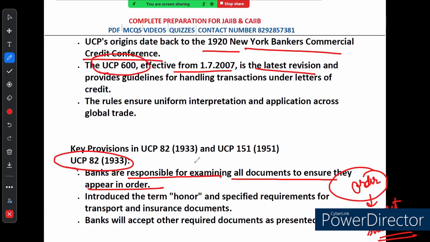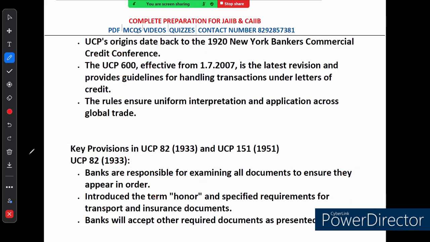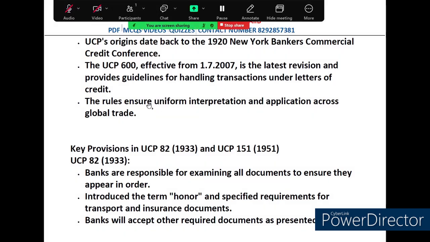Now the second term is called honor. The term honor was also introduced in this version, referring to the bank's commitment to pay or accept drafts as long as the terms of the letter of credit were met.